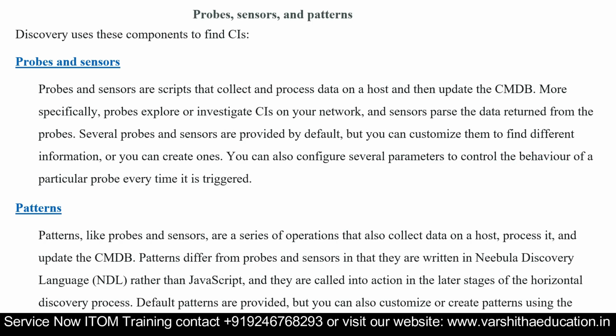Now we'll go for the discovery components. After completing this explanation, I'll show where they are. Discovery uses components to find the CIs. We use different types of components to find your CIs. Three kinds of components are there: probes, sensors, and patterns. Two are in one category, and the third, patterns, is another category.